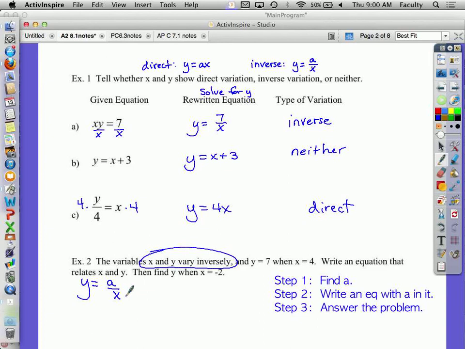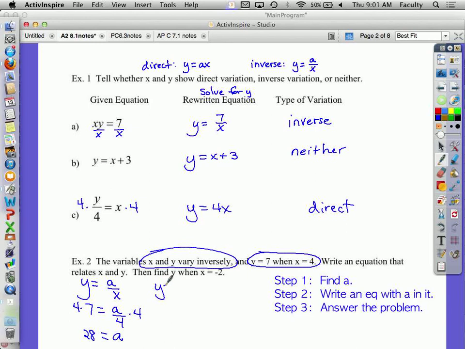It says write an equation that's going to relate x and y. What we know, and they're always going to do this, they're going to give you the variables, and the only thing missing is a. So y is 7, and x is 4. What do you have to do to both sides of this equation to find a? Multiply both sides by 4. So a is 28. Notice that was step 1.